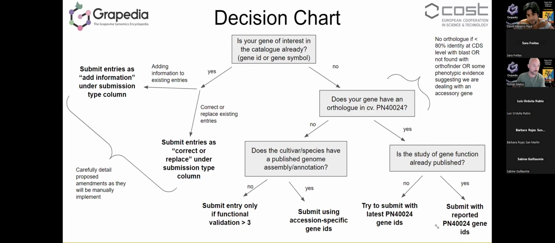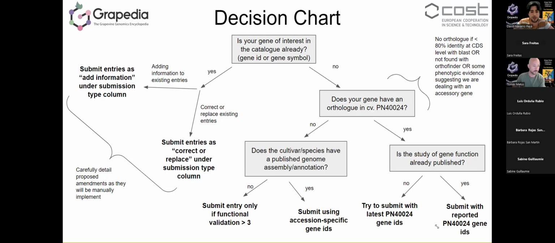In the case that your gene doesn't have an ortholog in the reference cultivar, we need to ask the question of whether the cultivar species has a published genome assembly or annotation. If it has one, then you can submit your new gene name using the accession-specific gene IDs, so whatever annotation format they use in your cultivar of interest.